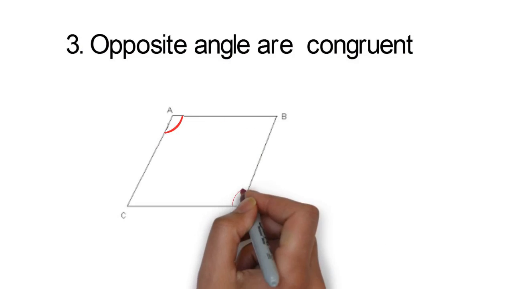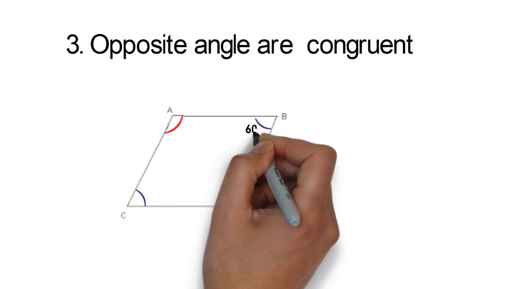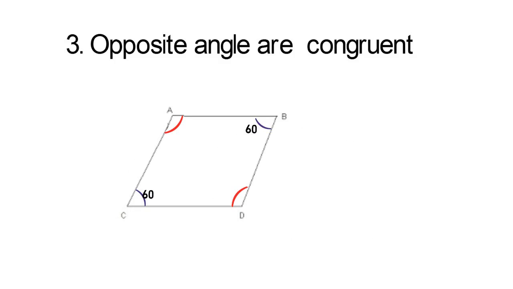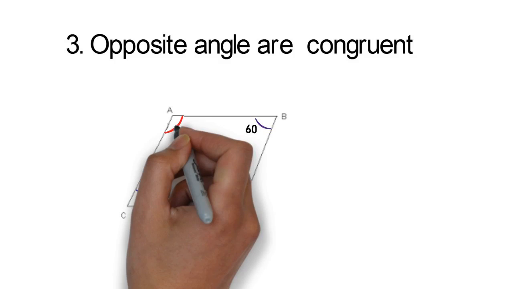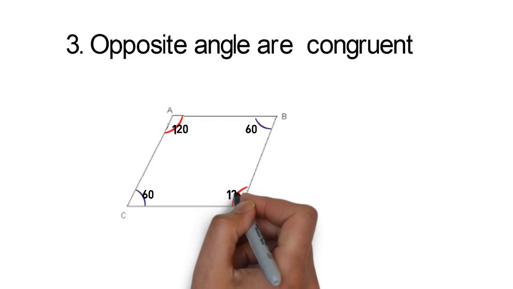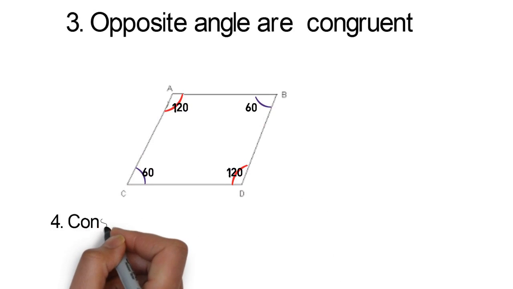3. Opposite angles are congruent. What do I mean by this? It means angles facing each other are equal. So if angle B is equal to 60, opposite angle will be what? 60, which is this. Can you see that? So if angle A is 120, the opposite angle also is what? 120. Can you see that? Alright.